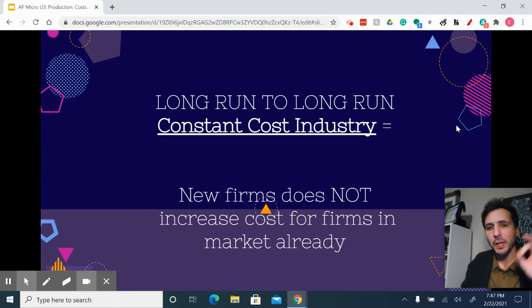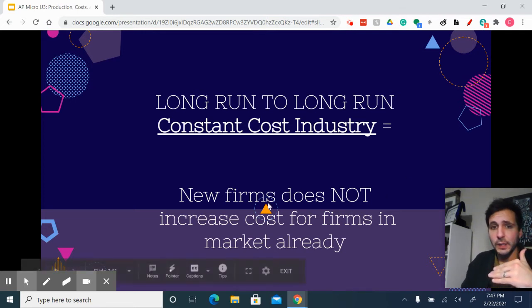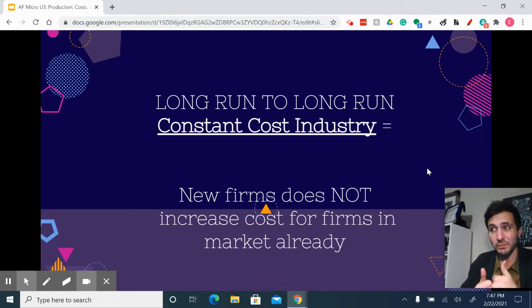Now, we just talked about long run to long run in a constant cost industry. This means that when new firms enter, it doesn't increase the cost for the firms already in that market, right? So firms can enter the market and costs don't rise for everybody. In reality, that's not true. There's increasing cost industries most of the time. When there are more competitors, it means that the resources that you're all competing over to build your goods and services are more scarce, which means that the price of those resources go up.